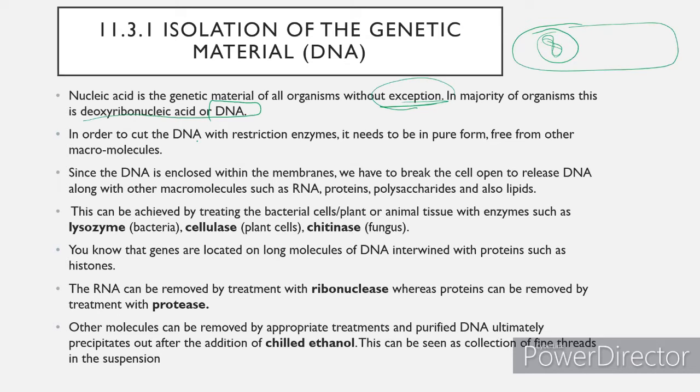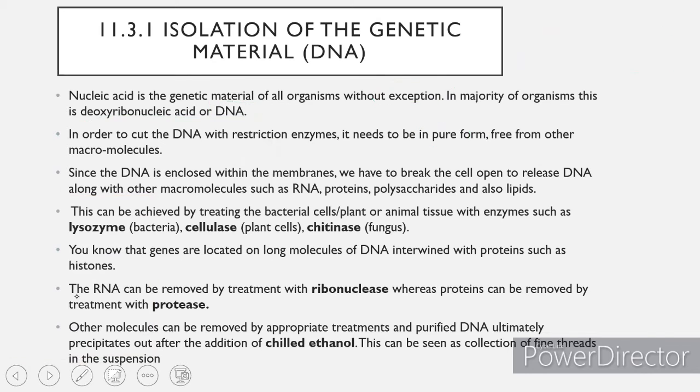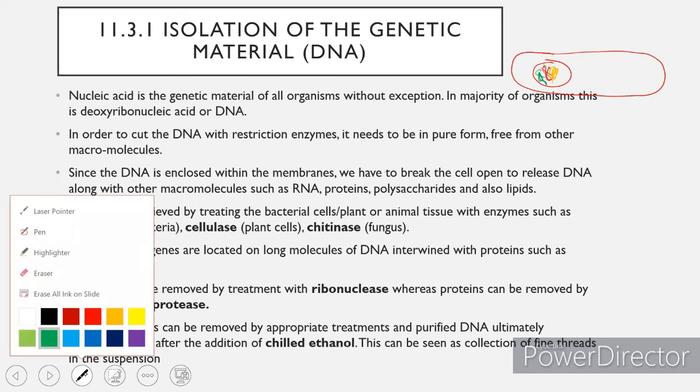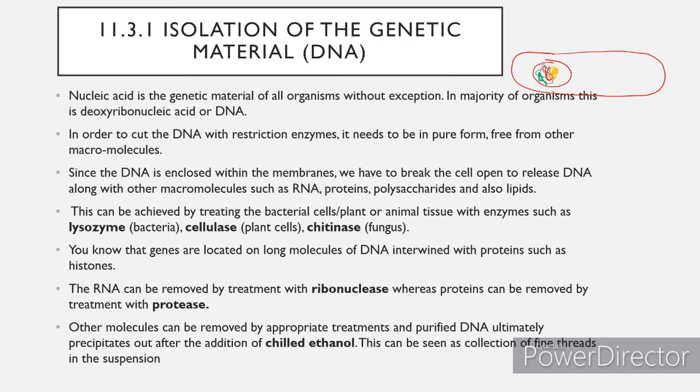In order to cut the DNA with the restriction enzyme, it needs to be in the pure form. I told you that it's mixed with proteins and RNA. So we need to take it out in the pure form, free from other macromolecules. For example, if this is a bacterial cell, and then we have the nucleus, and we have the DNA, and then we have the proteins and RNA present in the cell, what we want to do is remove this DNA here that is present in red.